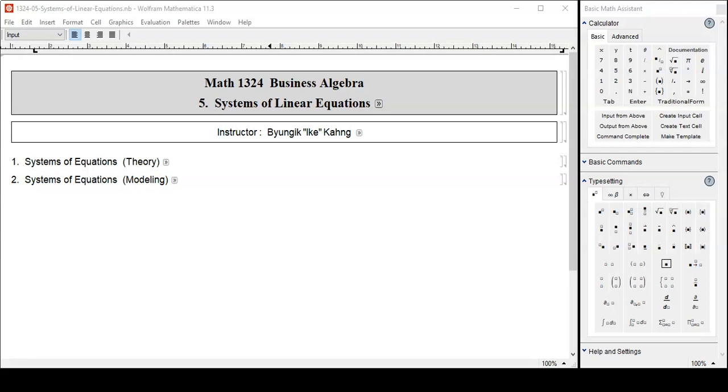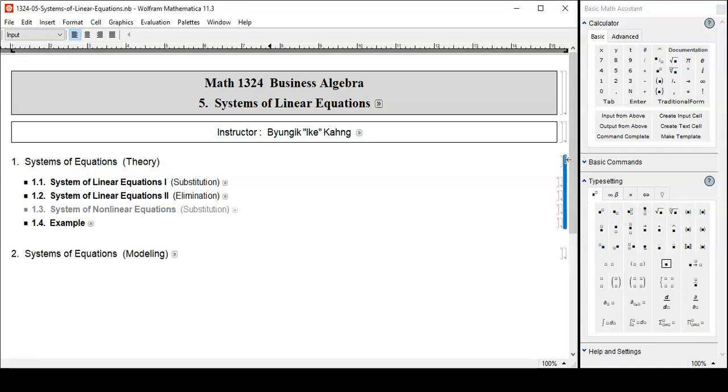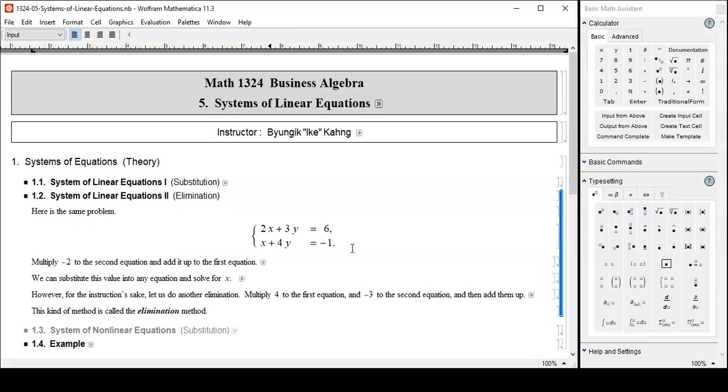Hello students, welcome back. The second method for systems of linear equations is the elimination method. Let's go back to the very same example problem that we studied before. 2x plus 3y equals 6, the first equation, which I'm highlighting in blue. And x plus 4y equals negative 1, the second equation, and let me highlight it in red.